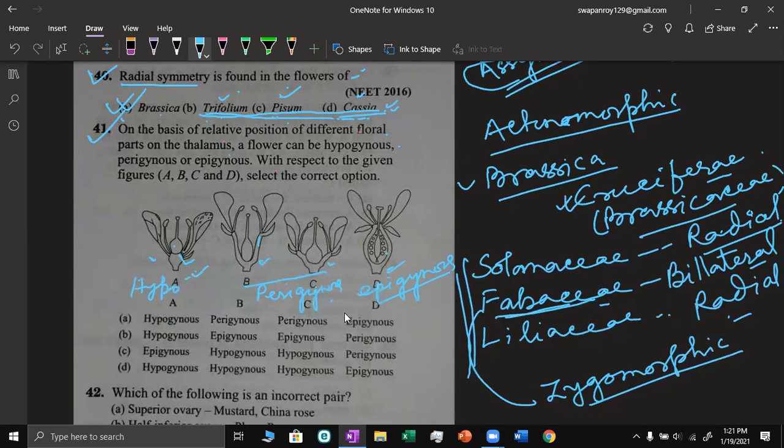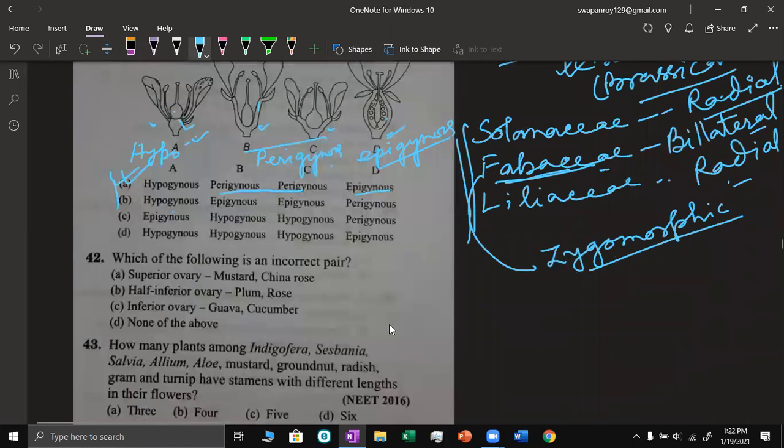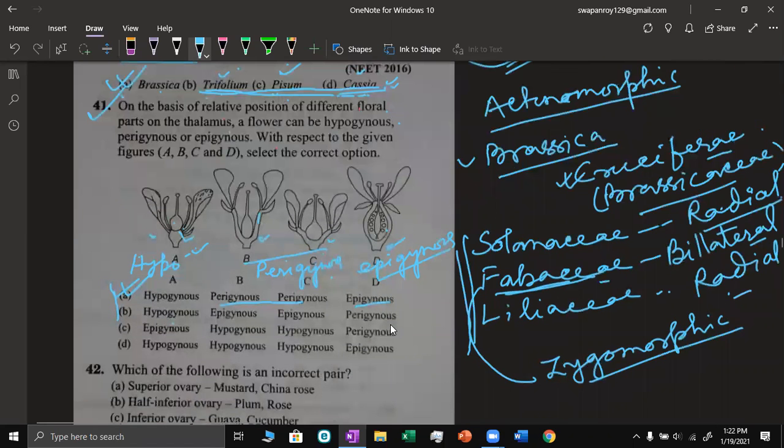So A is hypogynous, which means our answer should be from these two. If B and C are perigynous, these two are correct, and D is epigynous, also correct. So our answer is A. Okay. Next question.